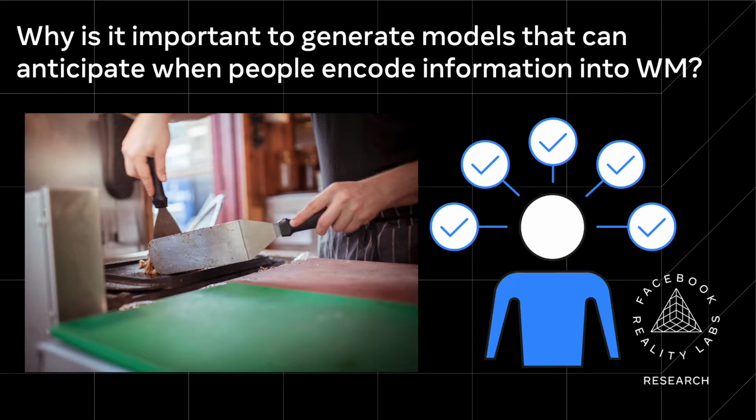So if we can generate computational models that can anticipate when people intend to encode information, then these models can be incorporated into computers that can assist people with encoding, such as an app that launches a notepad, photo capture, or voice recording, which might reduce the likelihood of errors.